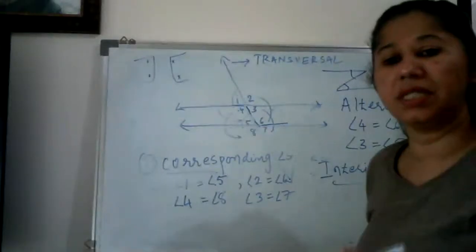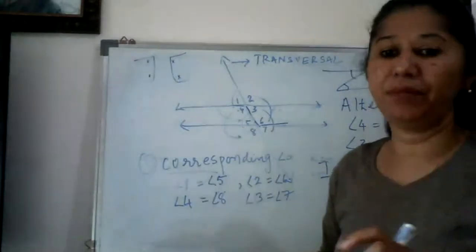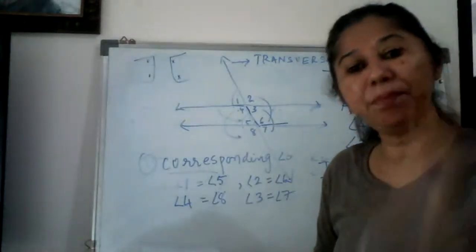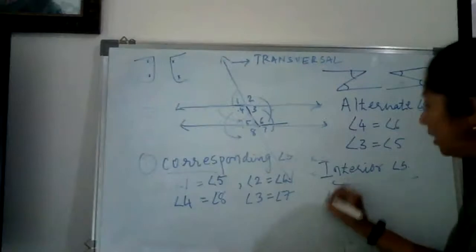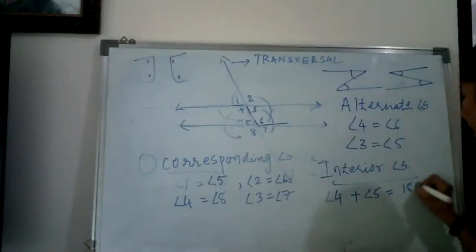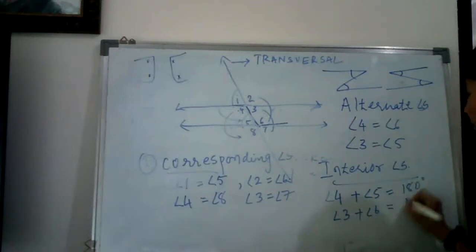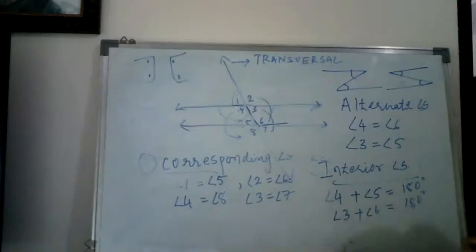What is the difference here? They are not equal. They make the angles supplementary. They are the pair of supplementary angles. That is, their sum is, angle 4 and angle 5 will give you the sum as 180 degrees. Angle 3 and angle 6 will give you the sum as 180 degrees. So these are the three different types of angles.